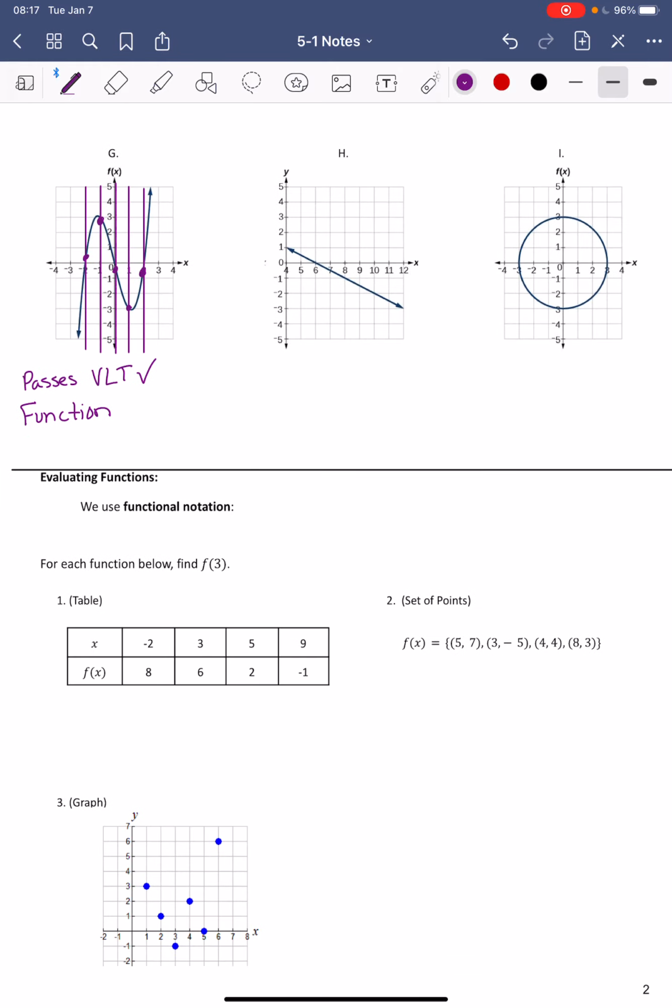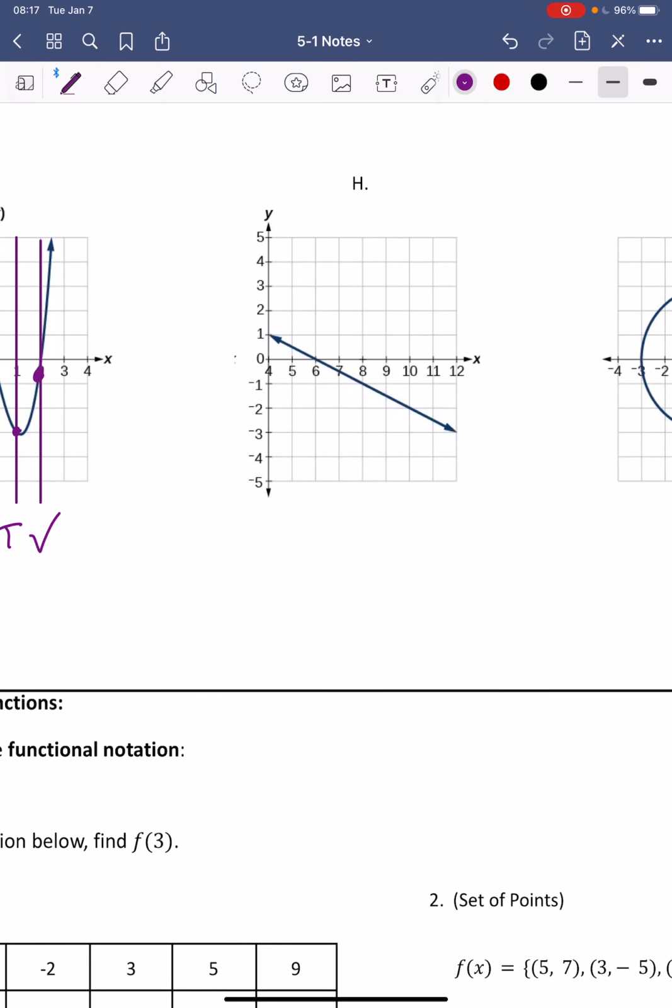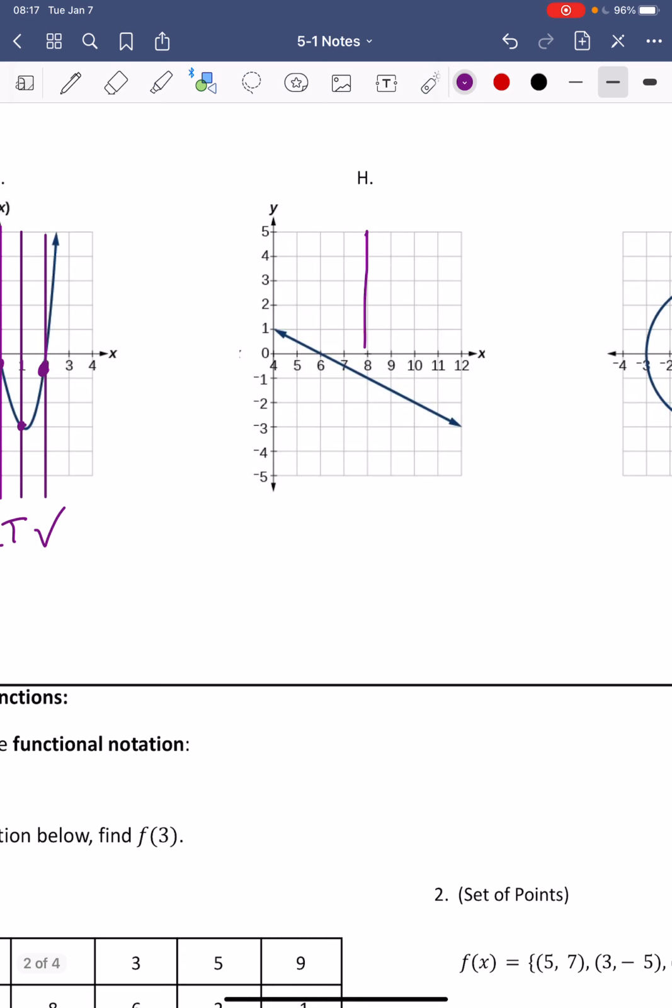Next we have graph H. I'm not going to draw all the lines. I'm just going to draw one just for an example. You can clearly see here that if I draw the vertical lines through here, it's only going to hit the graph one time. And this is a nice linear graph. So it's going to do that the whole way. You can clearly see it. This is going to pass the vertical line test. So once again, it is a function.